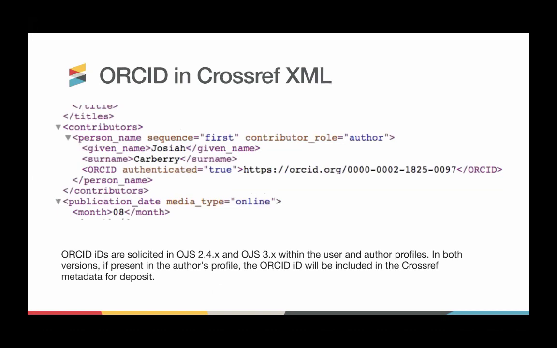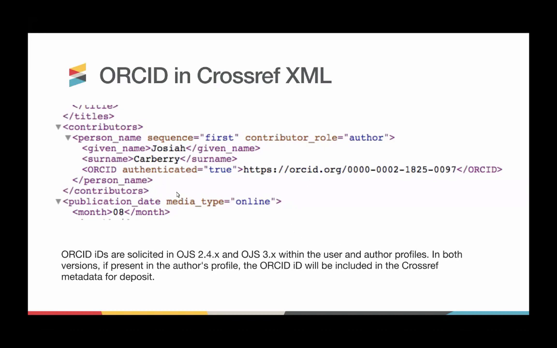You can see at the bottom of the screen that I know a lot of organizations in Southeast Asia, and especially in Indonesia, use the OJS or Open Journal Systems platform. Estelle will talk about this in more detail, but you can see that within OJS 2.4 and above and OJS 3, within the author and user profiles, the ORCID IDs can be collected. So OJS supports the collection and deposit of ORCID IDs. And if those are collected from the author's profile, then OJS will automatically include that in the Crossref metadata for deposit.